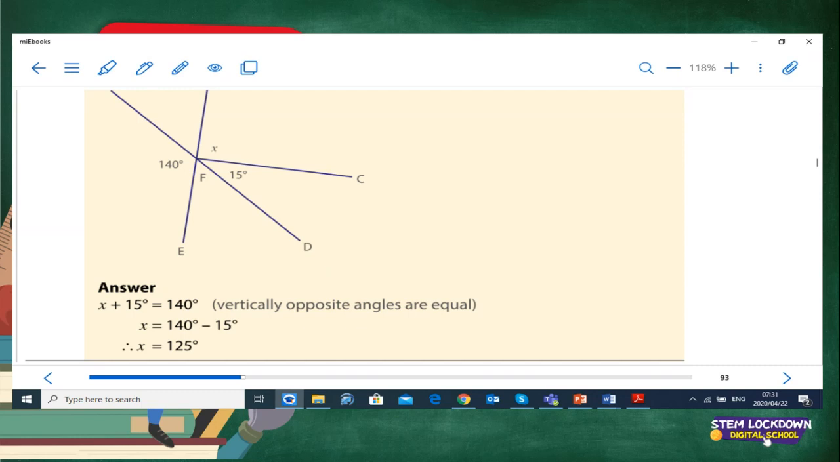We have said that the angle X, when you add it to 15 degrees, the sum of those two gives you 140 degrees. And we have said the reason is vertically opposite angles are equal. And of course, you can transpose the 15 from the left-hand side to the right-hand side. And of course, 140 degrees minus 15 degrees, the answer that you get is 125 degrees.